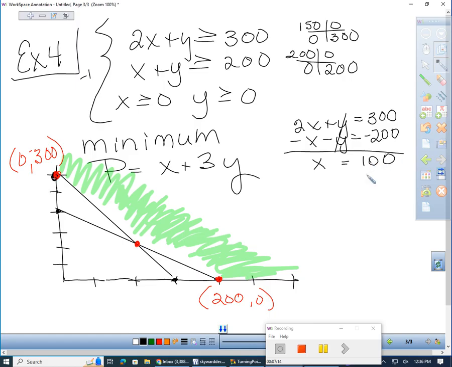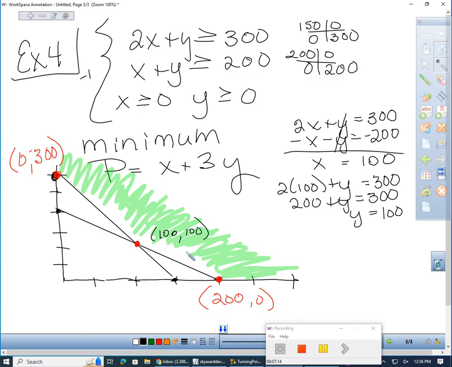Oh, you're doing good so far. Let's plug our x back in. So it goes here, right? So I have 2 times 100 plus y equals 300. 200 plus y equals 300. So y equals 100. So this point is 100, 100. Okay, so it worked where you could see it, but it doesn't always, because it depends on your drawing, right? Okay, so now what do I have to do with those 3 points?